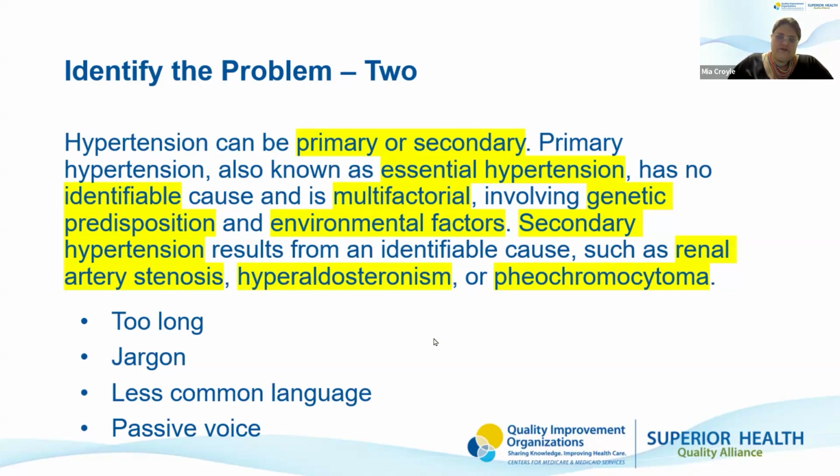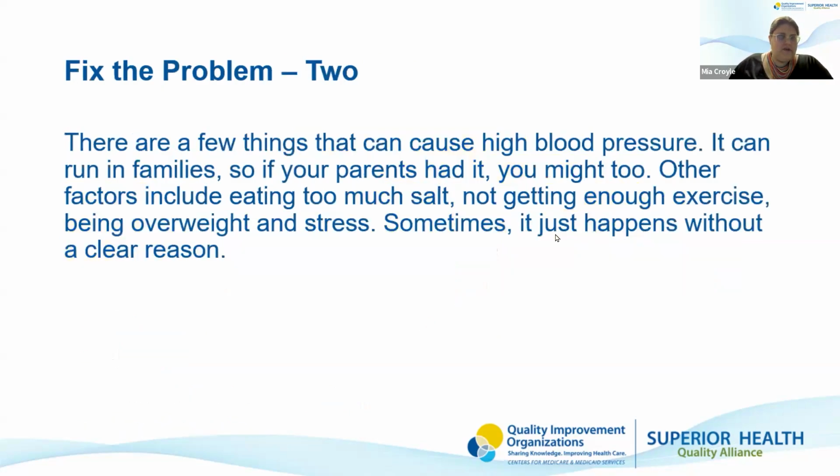All right, so let's see what we came up with. Okay, there are a few things that can cause high blood pressure. It can run in families, so if your parents had it, you might too. Other factors include eating too much salt, not getting enough exercise, being overweight, and stress. And sometimes it just happens without a clear reason.